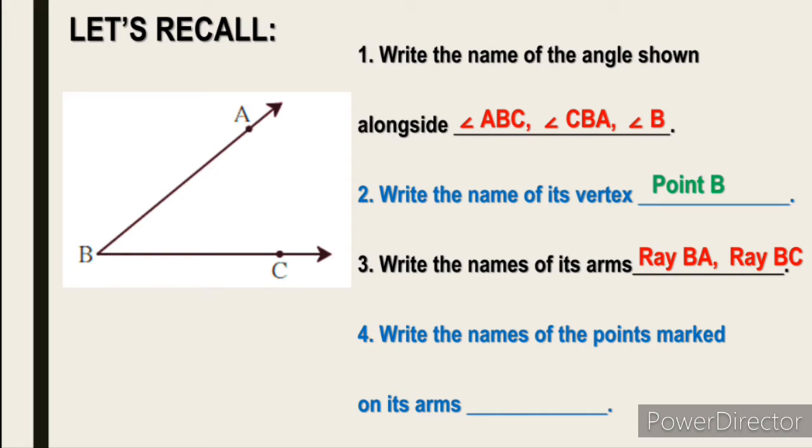Fourth one is write the name of the points marked on its arms. So you can see there are 3 points which are marked. It's point A, B and C.